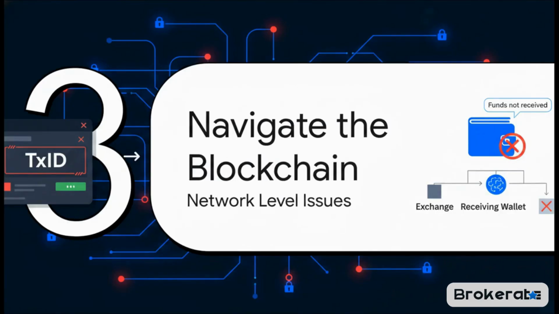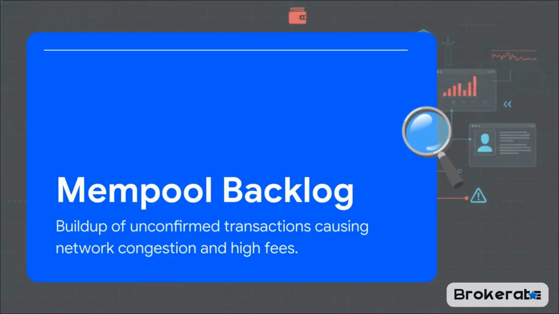Section 3, navigating the blockchain. Let's look at what happens out on the network. Okay, let's flip the scenario. The exchange has generated a TxID, so your transaction is officially out on the network. But your receiving wallet is still empty.